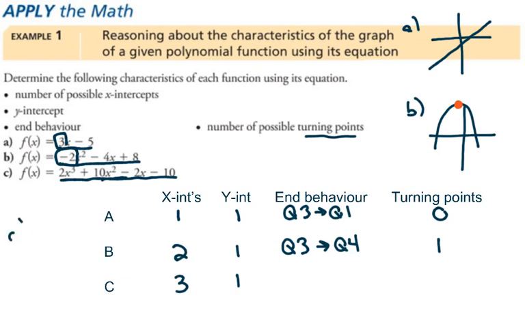The end behavior, it's a degree 3, so it loops around in the middle. And we have a positive 2 for the leading coefficient, so that means it moves up from left to right. So the graph will look something like this.